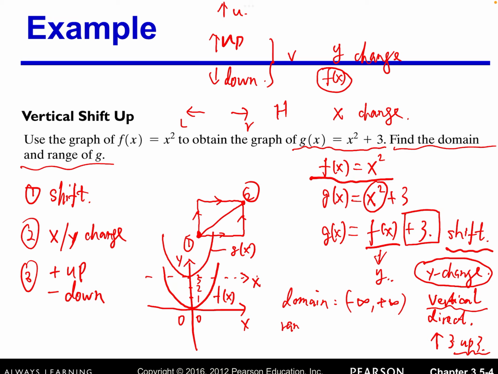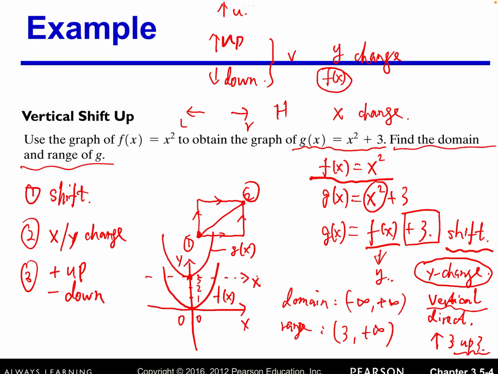Okay, what about the range? Range, y change, right? So it does change. The original square function is 0 to positive infinity. After shifting up 3 units, you can see the lowest point on the parabola is positive 3, right? So that's 3 to positive infinity. That is the range.